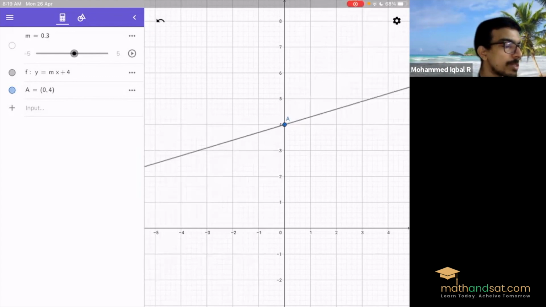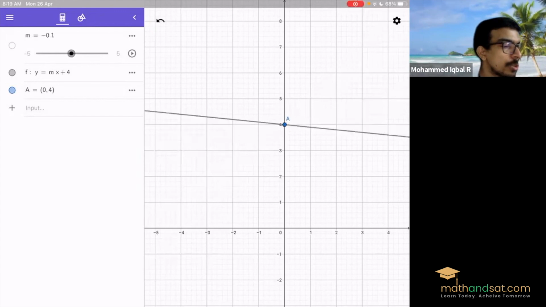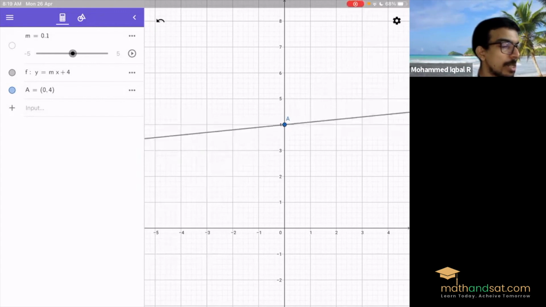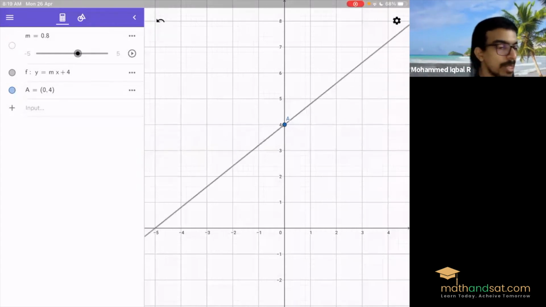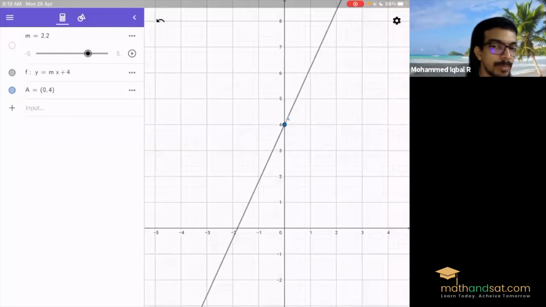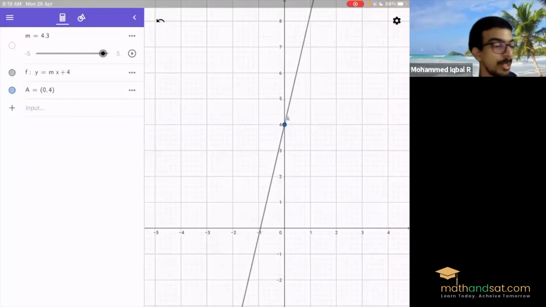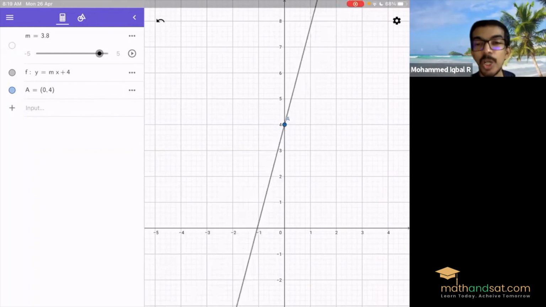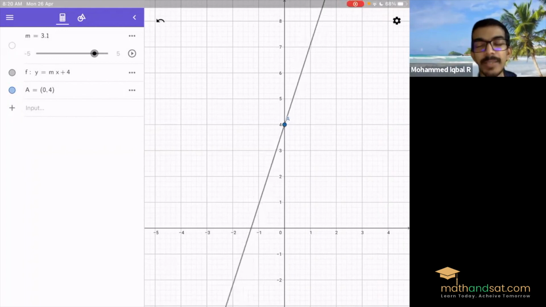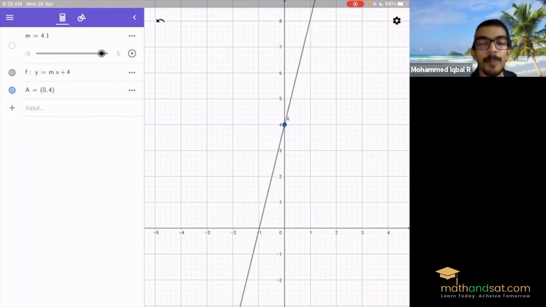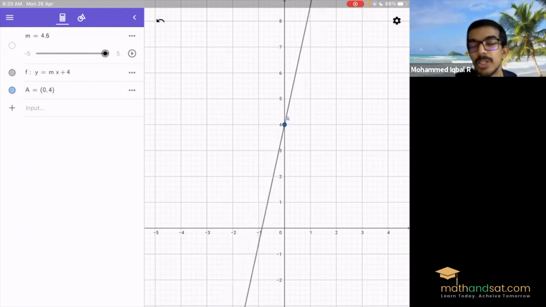What happens when the slope goes from 0? At 0, it will be horizontal. And when it goes to a positive number, what happens to the slope? Do you note that the point A does not change? Because the y-intercept does not change, the point where it crosses the y-axis does not change. Is that clear?